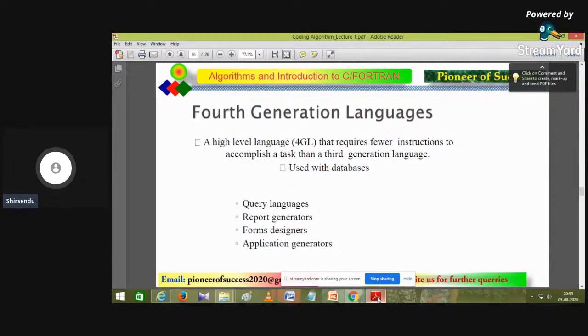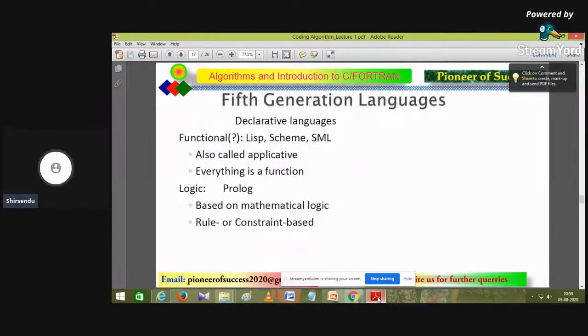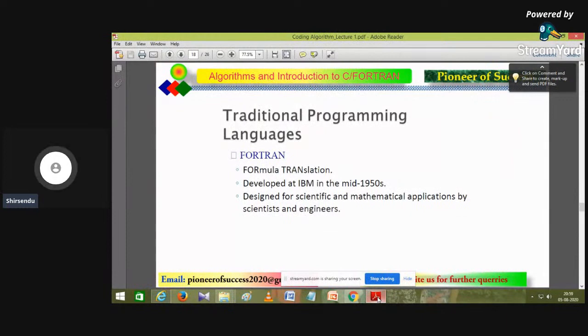Similar development has happened in the fourth level and fifth generation languages. Now forget about generations. The most important part for us engineers is which languages will be useful for our cases. So the first one is Fortran. The full form of Fortran is formula translation. It was developed at IBM in the mid 1950s, and people started working with it. Initially it was developed by a company, and after that academicians started using it.